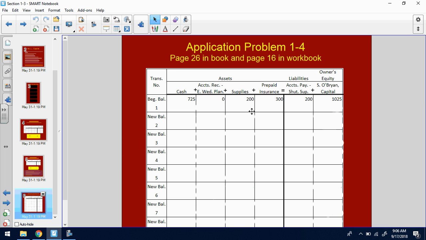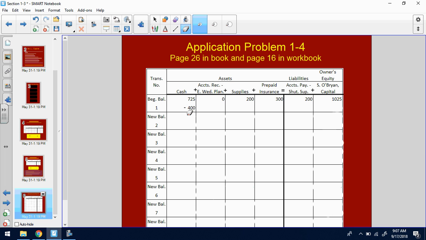It said, paid cash for rent. By this point in time, we are all familiar with the idea of paying cash. Cash is going down, as you can see in your workbook, by $400. Now, when you pay for rent, that's one of those things. We're paying for something that we can't sell and get our money back.